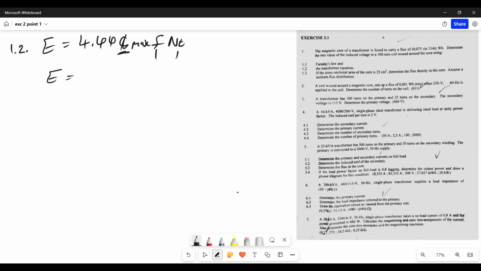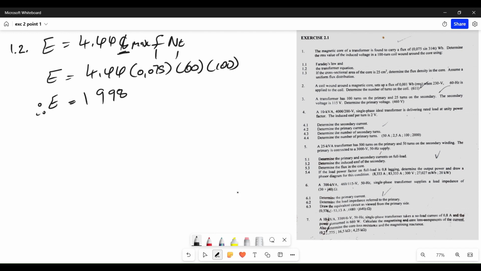So the induced EMF is equal to 4.44, flux 0.075, frequency 60, number of turns 100. Okay, number of turns is 100. So calculating the induced EMF gives 1,998 volts. This is the induced EMF using the transformer equation. I hope that was a straightforward alternative to the answer.